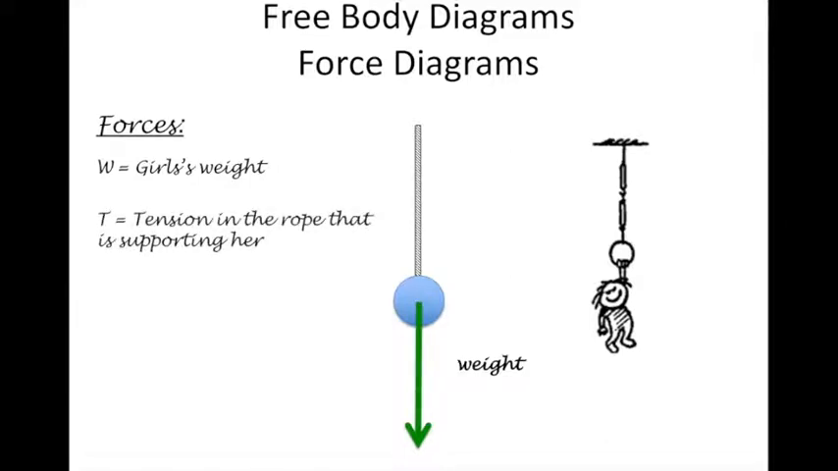The next is the supporting force, which is provided by the rope, the tension in the rope. Now, since she's not going up and she's not going down, that vector that represents the tension is going to be equal in magnitude and opposite in direction.